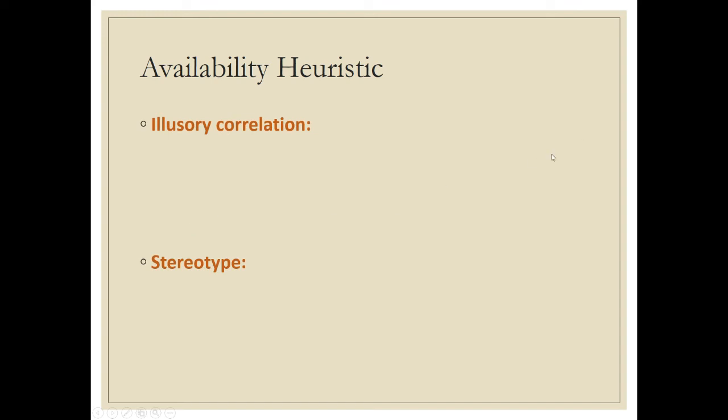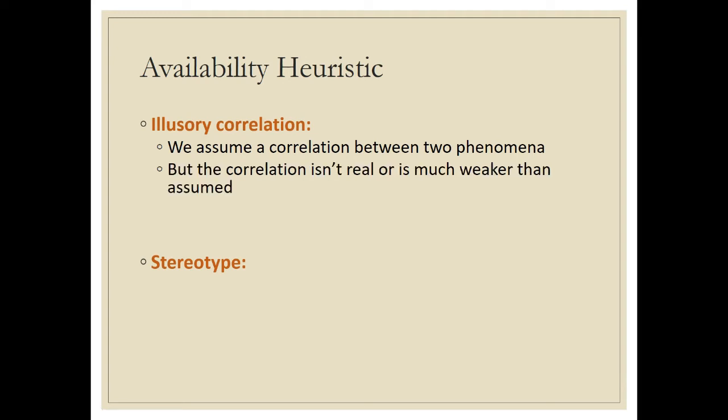Now, we have some other ramifications of availability heuristics, right? So remember, we're making judgments based on the information that is most readily available to us. And that information that's readily available to us might not be all that accurate. So a couple of consequences of this: we have illusory correlations. We often assume a correlation between two phenomena that kind of go together. But maybe the correlation isn't real, or the correlation is much weaker than it is assumed.